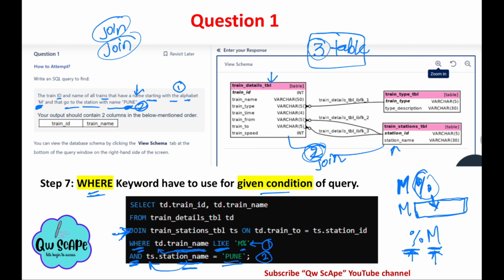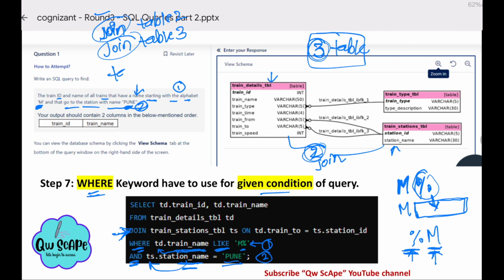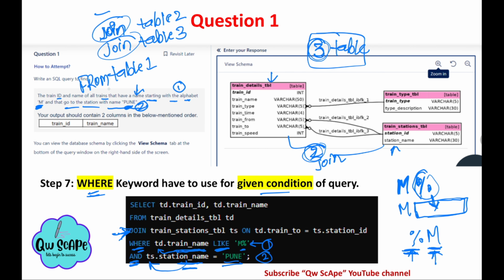If you find that the required columns are in 3 tables, then you have to use 2 joins. Join table 2 and table 3, and the main table will be table 1, from which we will be writing. After that, these 2 lines we have to write: join table 2 on what basis we are joining, and join table 3 on what basis we are joining. So that's what you have to do.